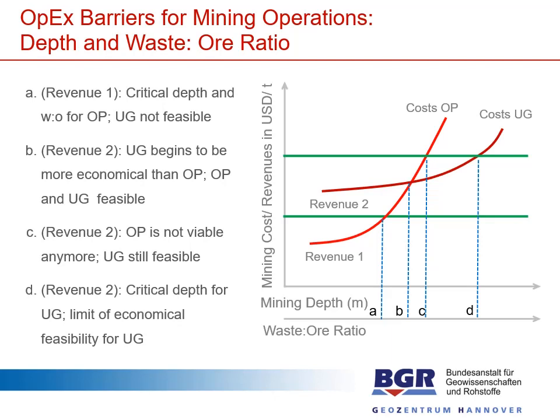So if your ore body is large enough, there's still enough reserve, you can think about changing from open pit to underground mining, because from this point it is cheaper. Line C indicates from where open pit mining is no longer feasible if you have an ore with a revenue 2. And line D indicates the depth from which underground mining is also no longer feasible, and the mining should stop when you have reached this depth.